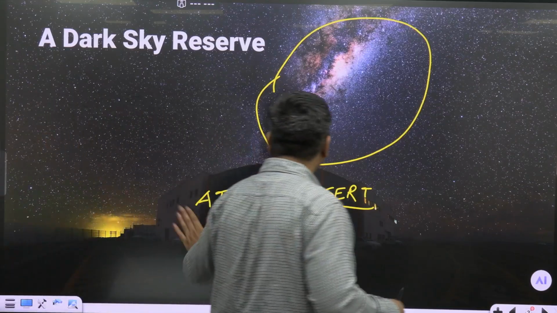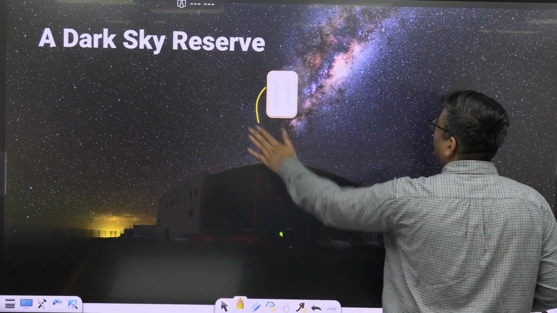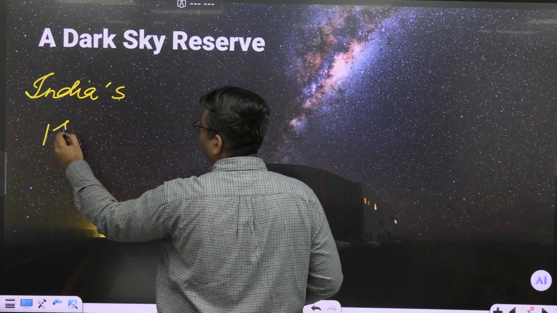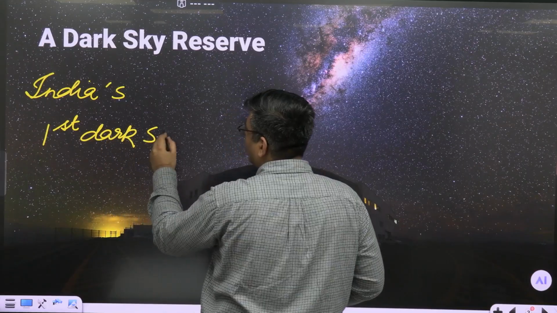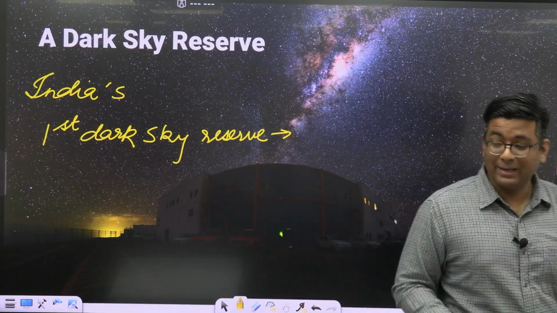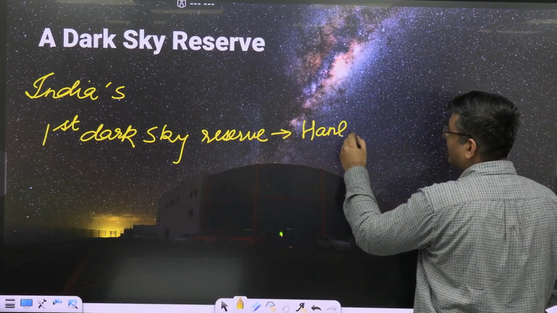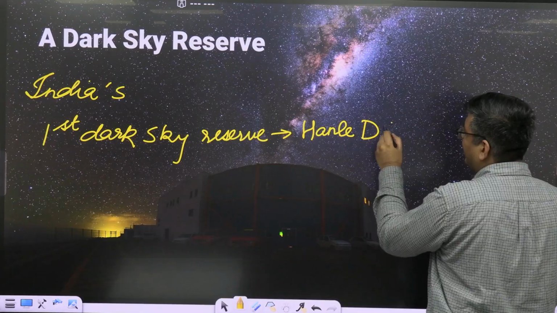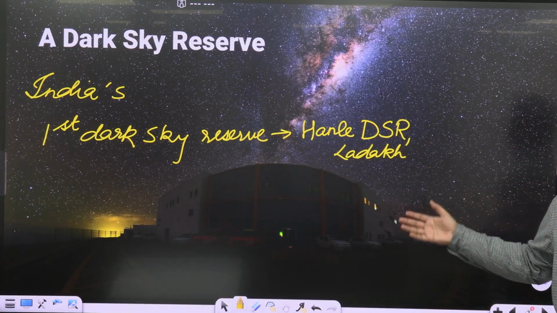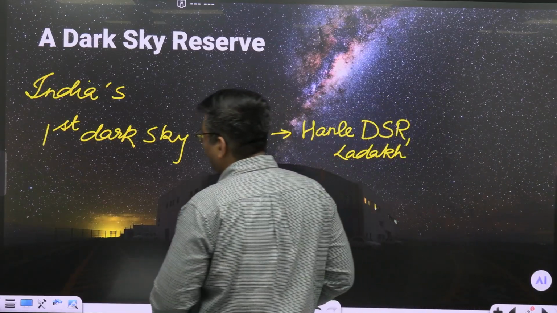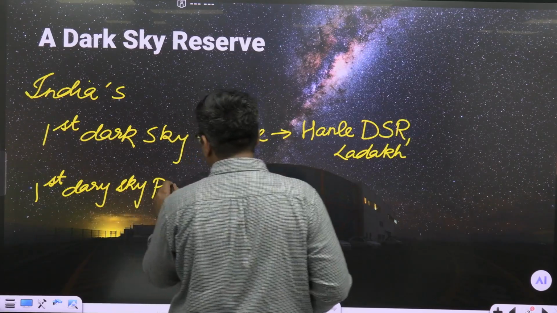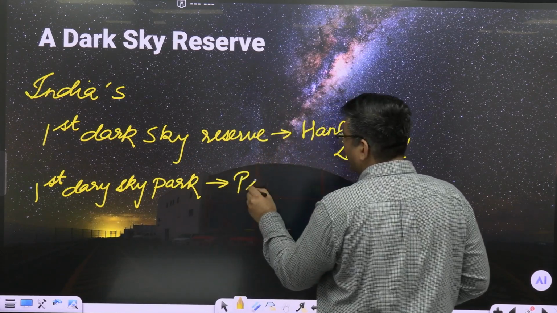Now with respect to India, what do we find with respect to India? So India's first dark sky reserve, would you want to take a guess where this could be found? Very nice. Do you know the name? Hanle. Hanle Dark Sky Reserve, Ladakh. Okay, its name is Hanle, whatever you would want to call. Now the second one, India's first dark sky park. Anyone who would want to take a guess? This is Pench Tiger Reserve.